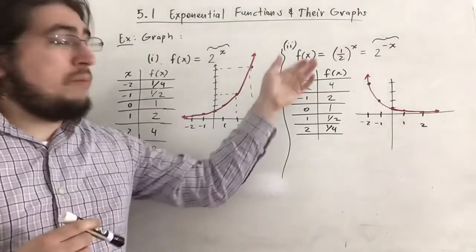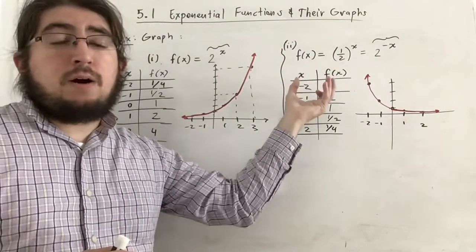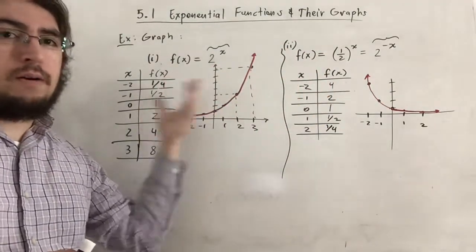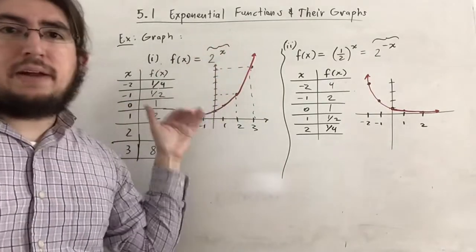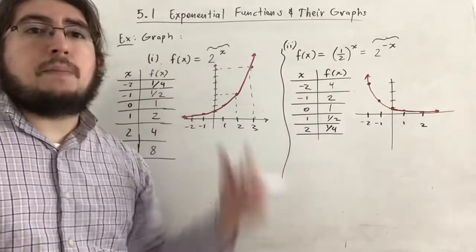Because if you pick a number less than 1, you can always write it as 1 over any number bigger than 1, and any number bigger than 1, or whatever that number would be, would have a graph like this. So it's natural that they would have reflective graphs because of this phenomenon here.